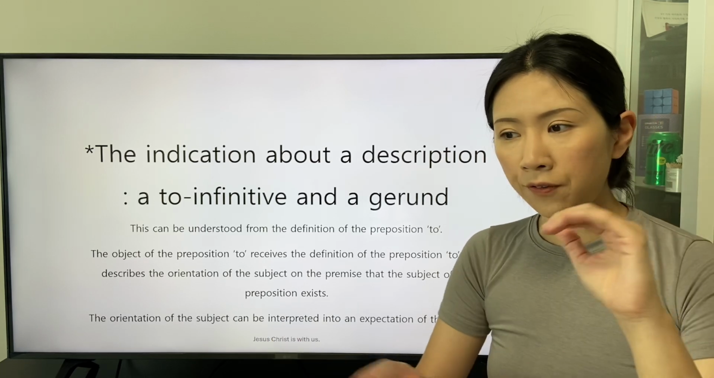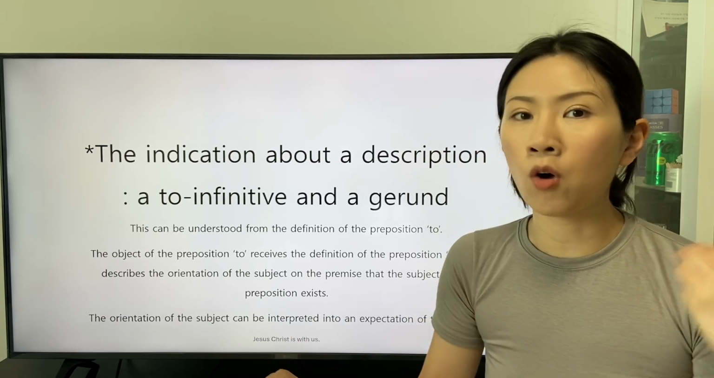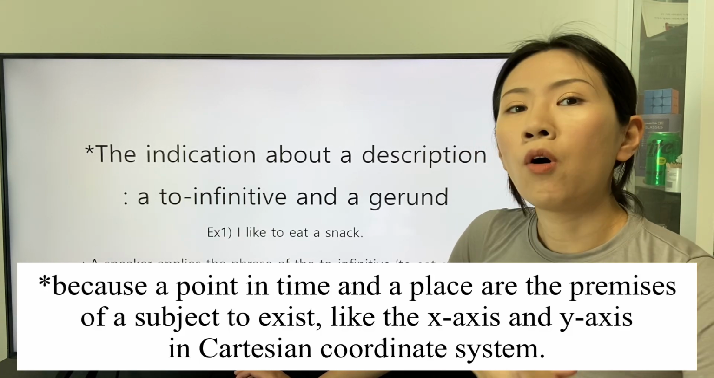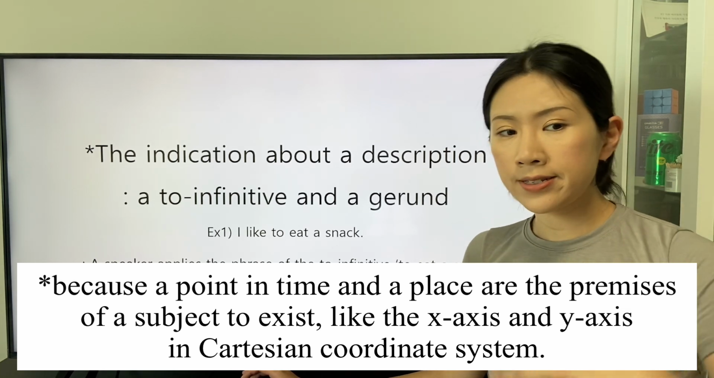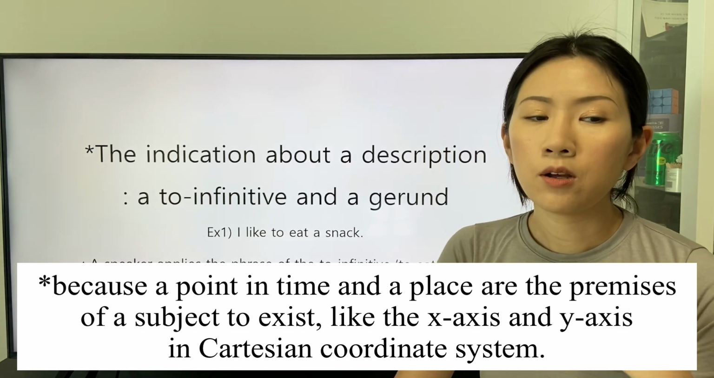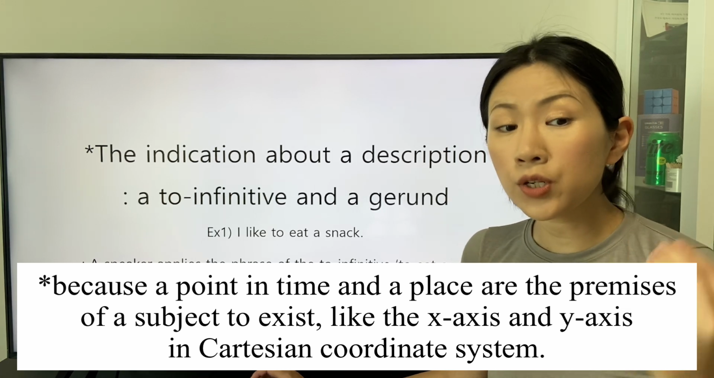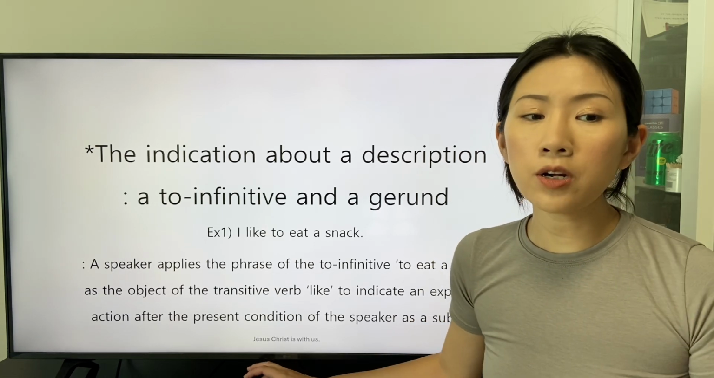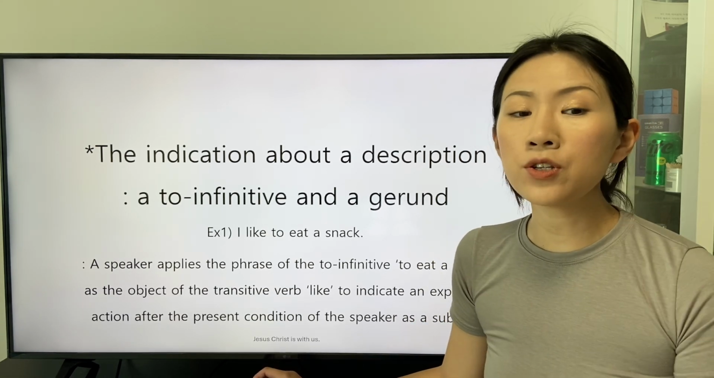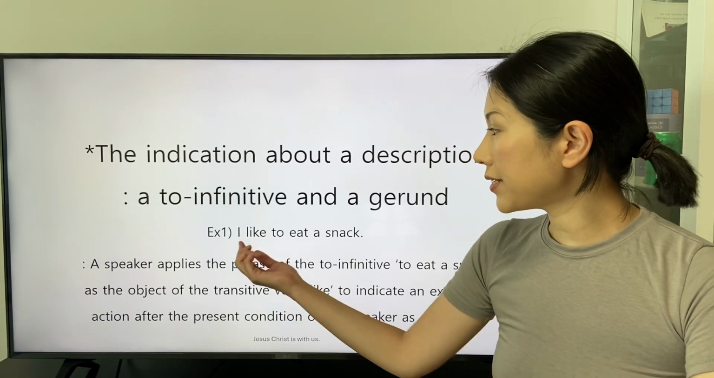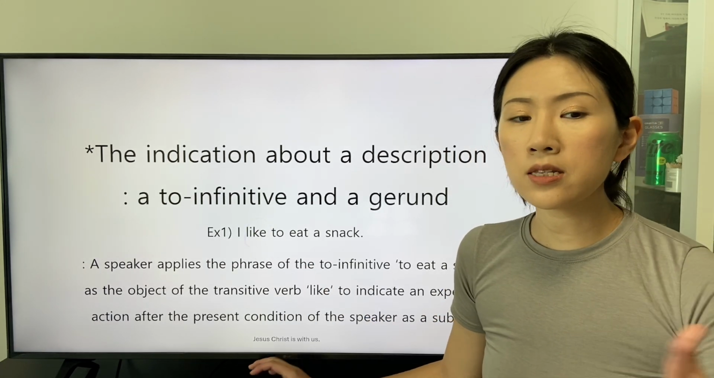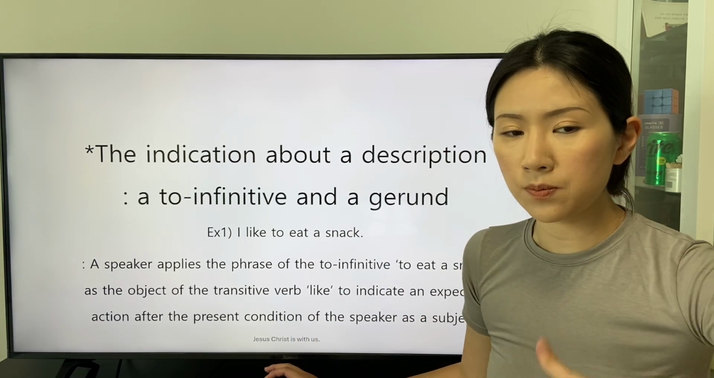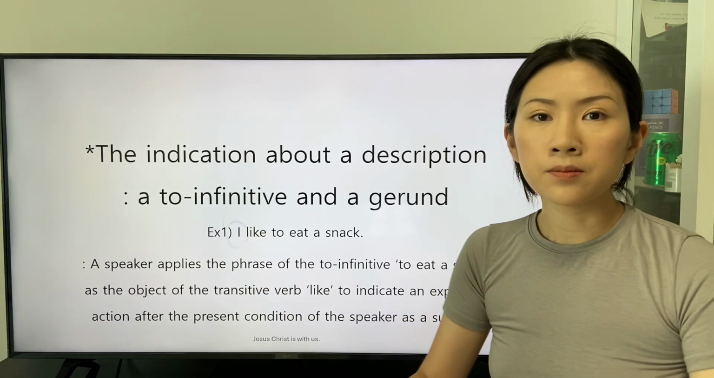The orientation of the subject also can be based on a place, because a point in time and a place are the premises of a subject to exist, like the x-axis and y-axis in Cartesian coordinate system. There is an example. I like to eat a snack. A speaker applies the phrase of the to-infinitive to eat a snack as the object of the transitive verb like to indicate an expected action after the present condition of the speaker as a subject.